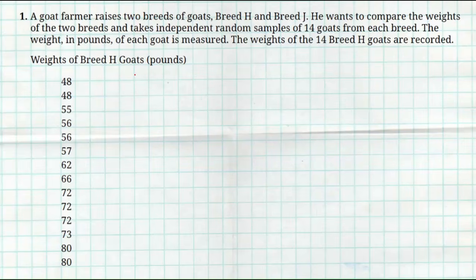So the question starts off by talking to us about a goat farmer who raises two breeds of goats, breed H and breed J. He wants to compare the weights of the two breeds and takes independent random samples of 14 goats from each breed. The weights in pounds of each goat is measured, and the weights of the 14 breed H goats are recorded. And we are given a nice list of all of the weights of the 14 breed H goats.